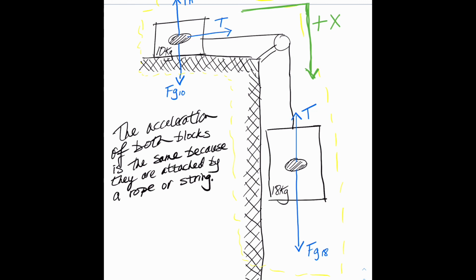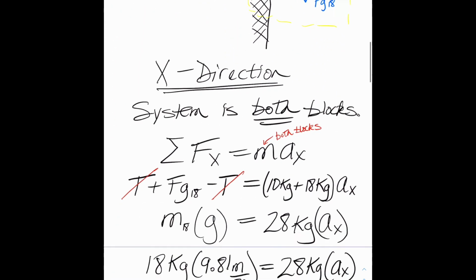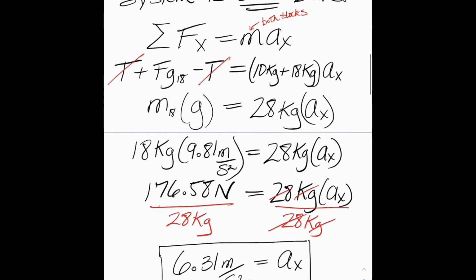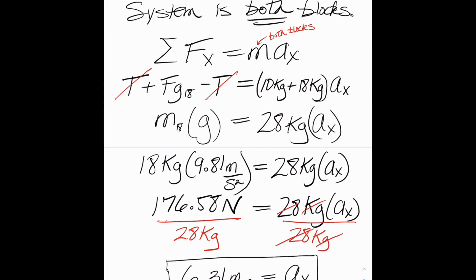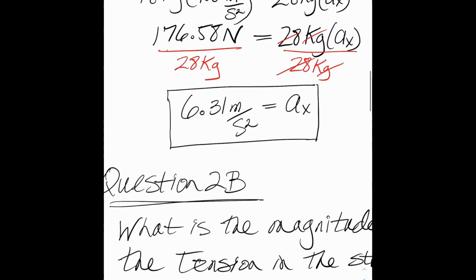We also did the unique thing of calling right and down positive x, right? And that's weird, and that's why we call this an Atwood pulley problem. So we went ahead and solved for the acceleration using the entire system, working with this weird x direction, and both blocks as the system. So we saw that the mass here was both masses added together. We solved and got 6.31 meters per second squared.